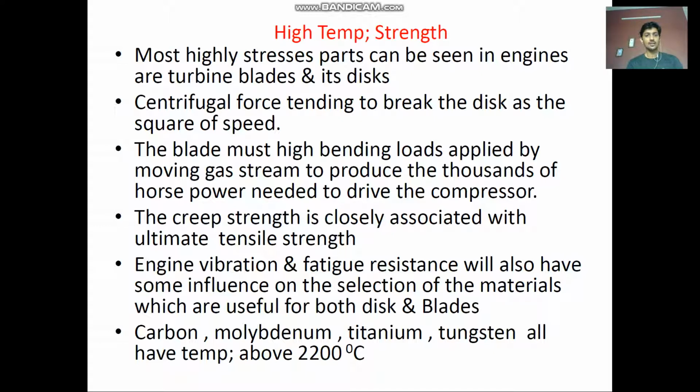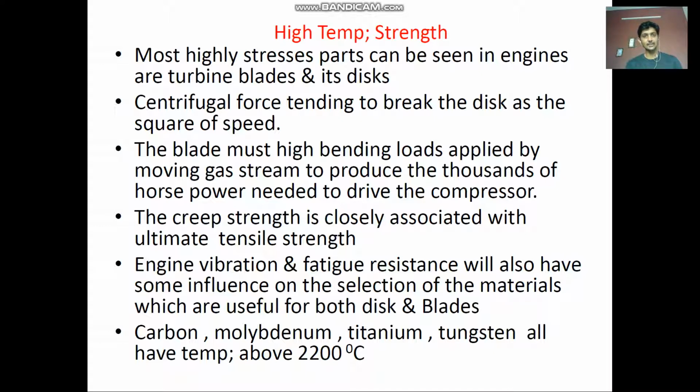Now, when we speak about this high temperature zone, that will lead to creep, and certainly the material or that particular specimen should have creep strength, which is very closely associated with ultimate tensile strength.